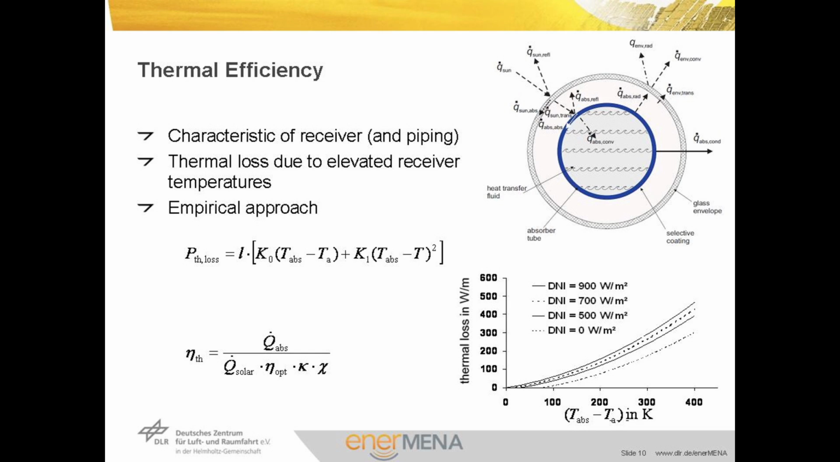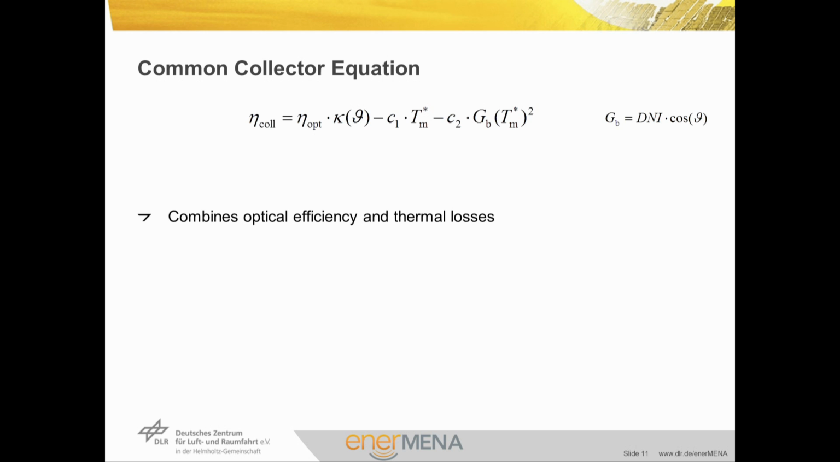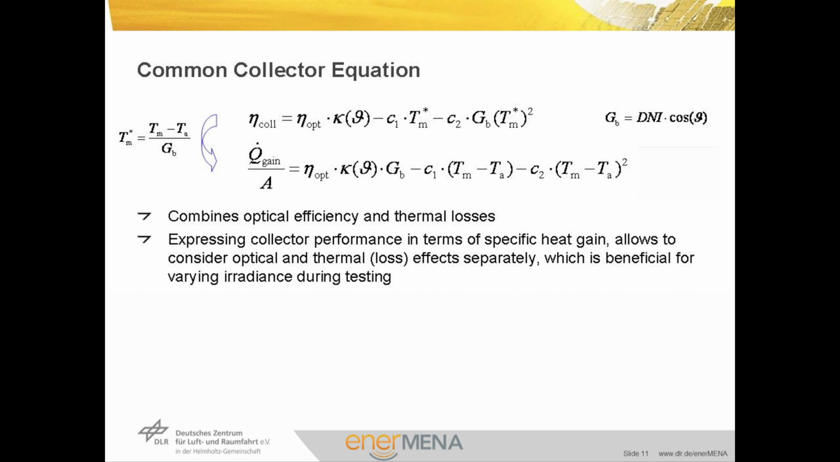In testing, the thermal efficiency is calculated from the measured useful heat divided by optical efficiency, useful solar input, and cleanliness. Similarly to the empirical approach to thermal efficiency of receivers, the collector efficiency is commonly approximated by empirical equations. These combine optical efficiency and thermal losses and are expressed in terms of mean temperature difference to the surroundings. Rearranging the efficiency equation to express the collector performance in terms of specific heat gain allows to consider optical and thermal loss effects separately, which is beneficial for varying irradiance during testing.